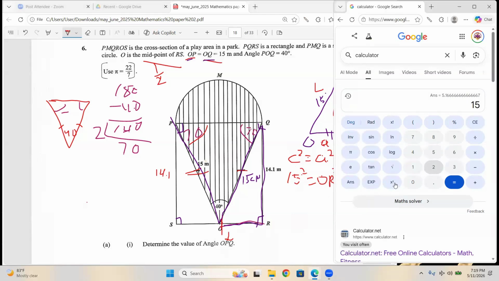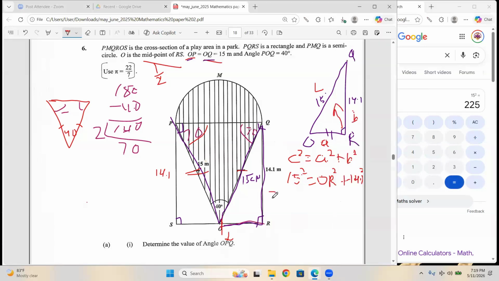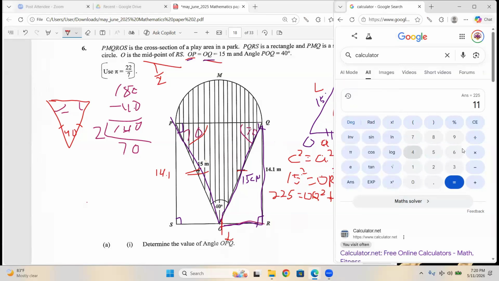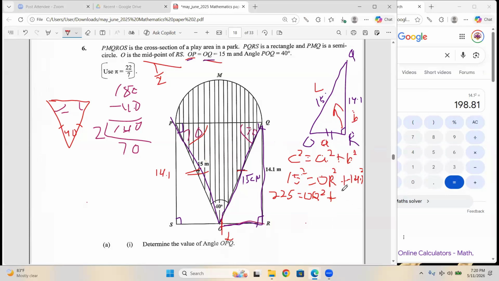Calculator, I need your help. So 15 squared is what? 225. We could put back OR, or if you want to leave it as A squared, plus 14.1 squared. 14.1 to the power 2. Okay, I got 198.81.